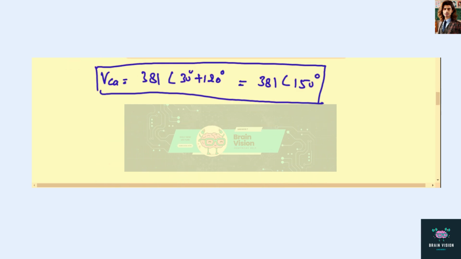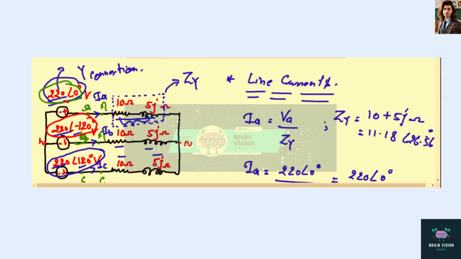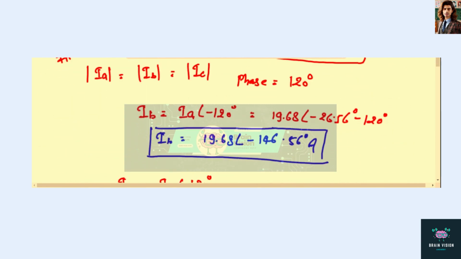The final part of this problem is we have to find the load voltages. I think this is the simplest part of this problem. As you can see in the circuit, this is the voltage for this load. Similarly, the second voltage is for the second load, and the third one is for this load, right? So we can directly write the value of the load voltages.